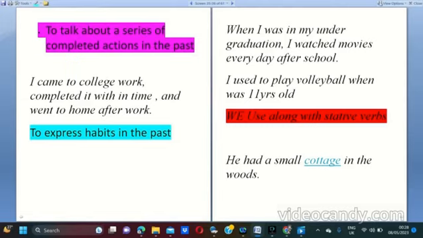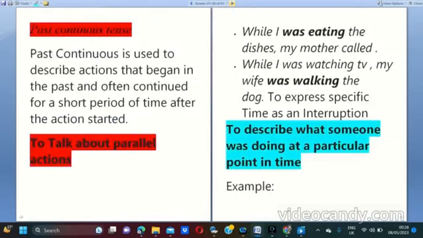Next, we use simple past with stative verbs also. He had a small cottage at home. What are stative verbs? We have stative verbs and dynamic verbs. Stative verbs are be forms and have forms. Dynamic verbs are used for dynamism, for example run, walk. Next, it's past continuous tense.